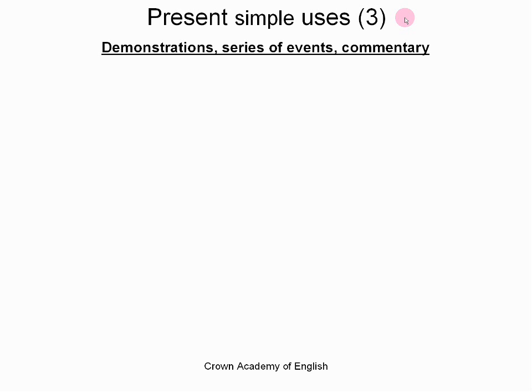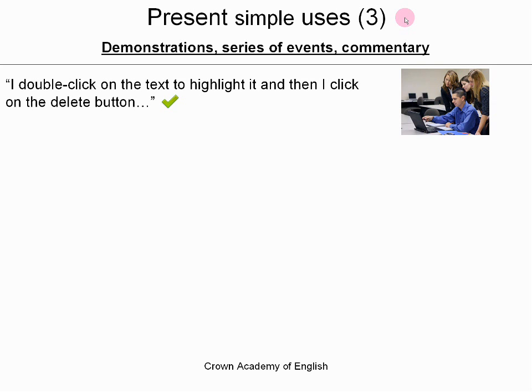So for example, if someone was demonstrating some software on a computer training, as you can see on the photograph on the right, the man with the blue shirt is demonstrating to the other people how to use some software. So he would be saying there, I double click on the text to highlight it, and then I click on the delete button. Okay.